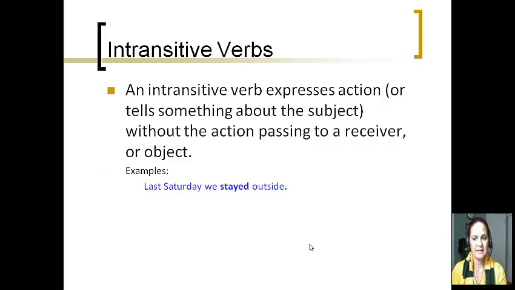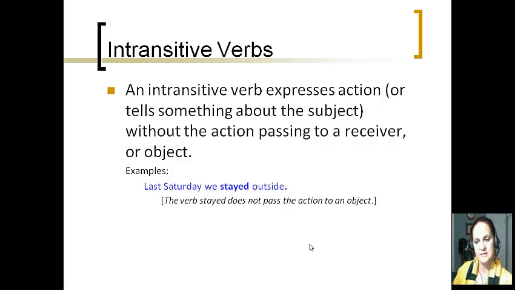Example: last Saturday we stayed outside. I'm going to analyze this here. My subject is we. What did we do? Stayed. Stayed is my action verb. So who receives the action of stayed? Nobody does. It bounces back to the subject, so it's intransitive.